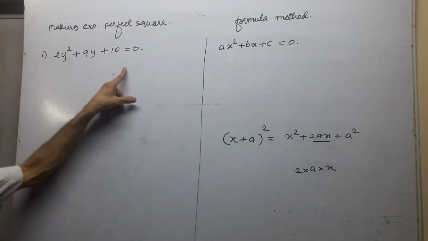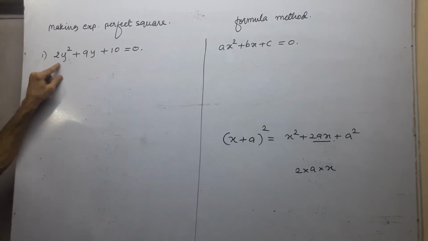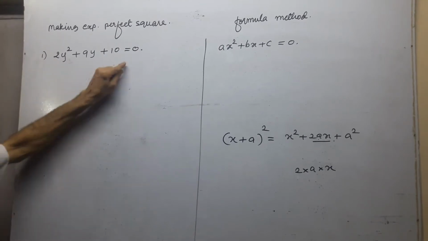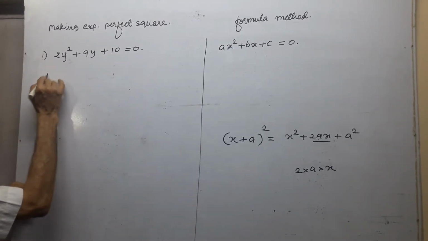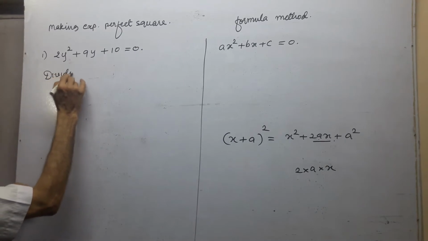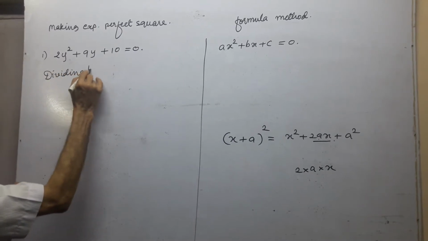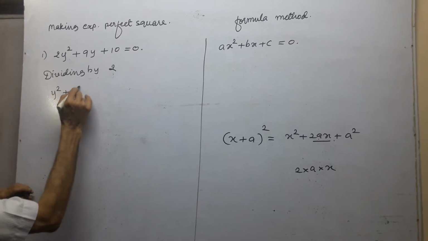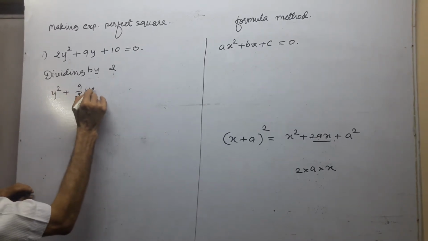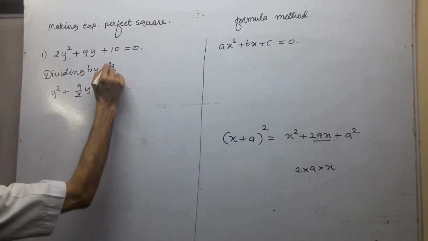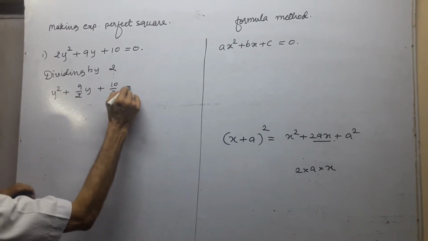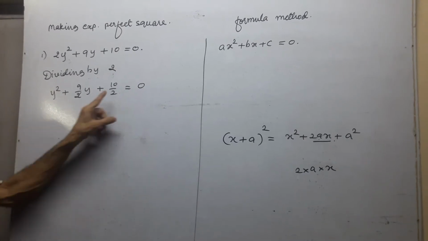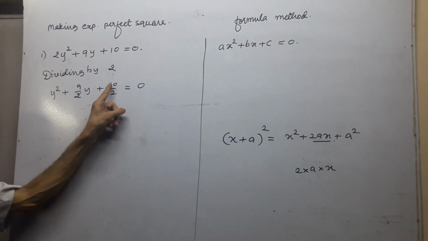Now here this expression is not a perfect square because the first term is not a perfect square, because the coefficient 2 is not a perfect square. So we are dividing through by 2. We get y square plus 9 upon 2 y plus 10 upon 2 equal to 0. Now you find that the first term is a perfect square, but the last term is not, so it doesn't make the expression a perfect square.